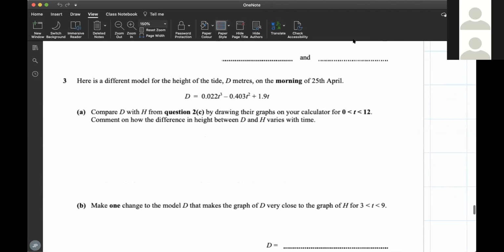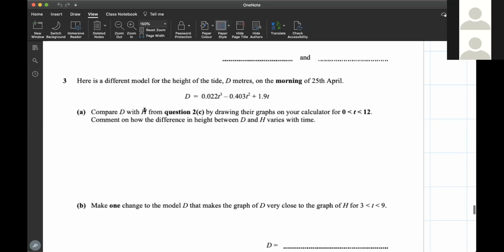But here comes the third part of the question, which says a different model. Now that is not even sine. Look at it, it's a cubic function. A different model for the same tide height. That was a sinusoidal model, using the sine wave. But now they said a different model using a cubic polynomial.